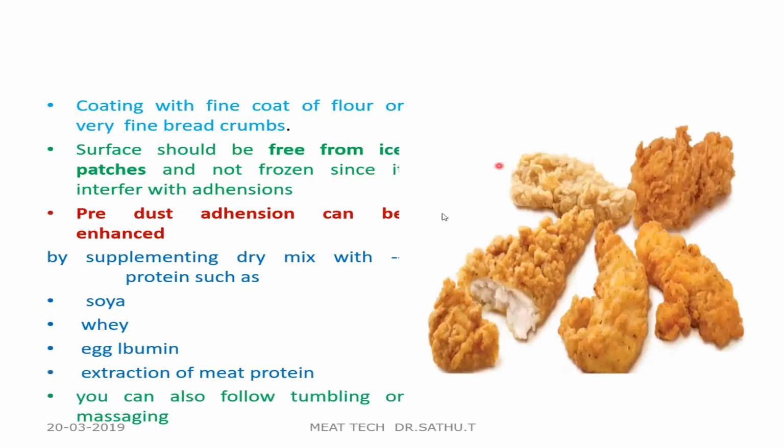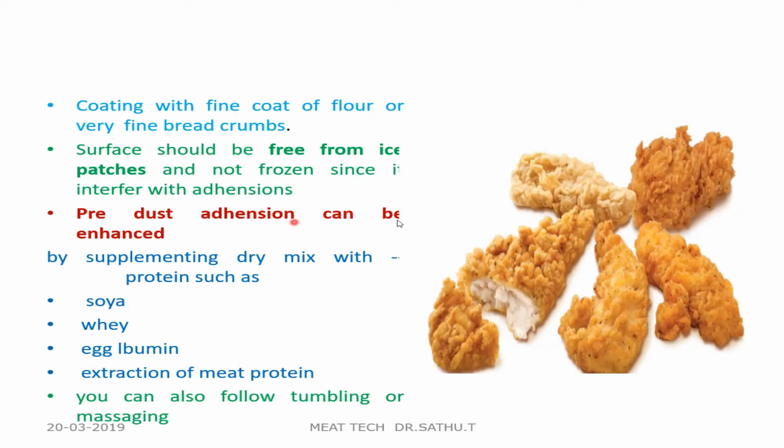So when we are using the pre-dust, a coating with fine flours or fine bread crumbs can be used for pre-coating. See that the surface of the meat on which we are going to coat should be free from ice patches, and it should not be too frozen, since it will interfere with the addition process. So we have seen what addition is. It should not be frozen. We have to take care that there is no ice on the surface of the meat or any food material on which we are going to do the coating, on which we are going to do the pre-dusting.